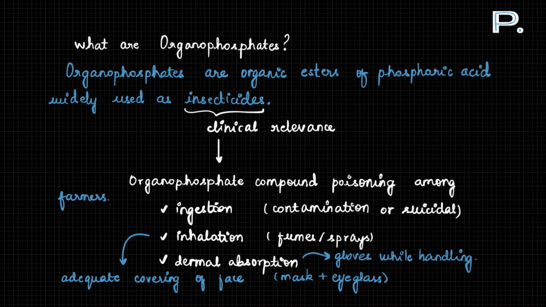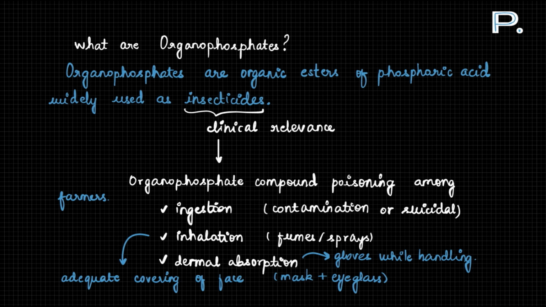So what are organophosphates? Organophosphates are organic esters of phosphoric acid which are widely used as insecticides. So what's the clinical relevance behind this? Since it is a chemical compound, it has to be produced and consumed. So here are the two most vulnerable groups, the workers who are involved in the production and the consumers who are farmers. Assuming that the industries provide enough protection to the workers, farmers are being widely mentioned.